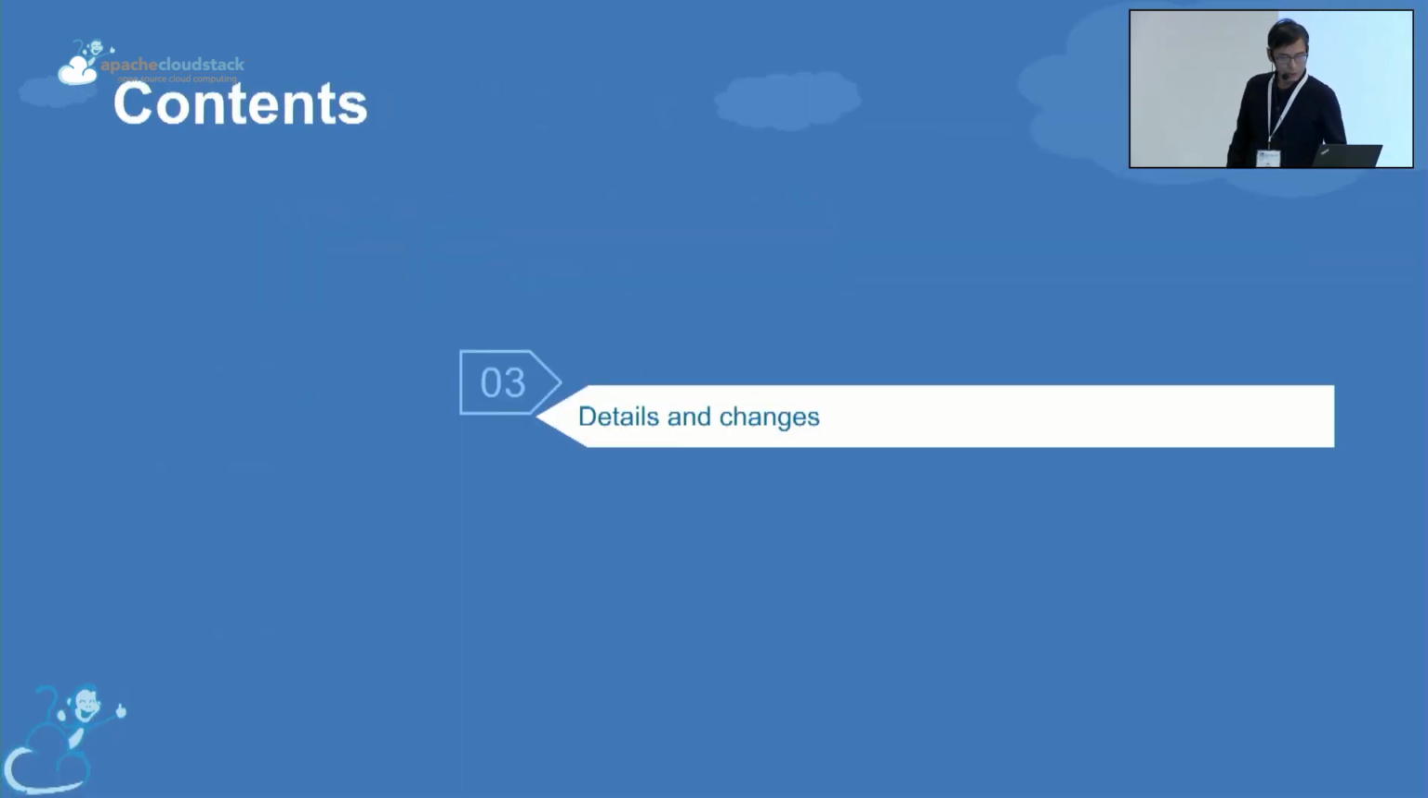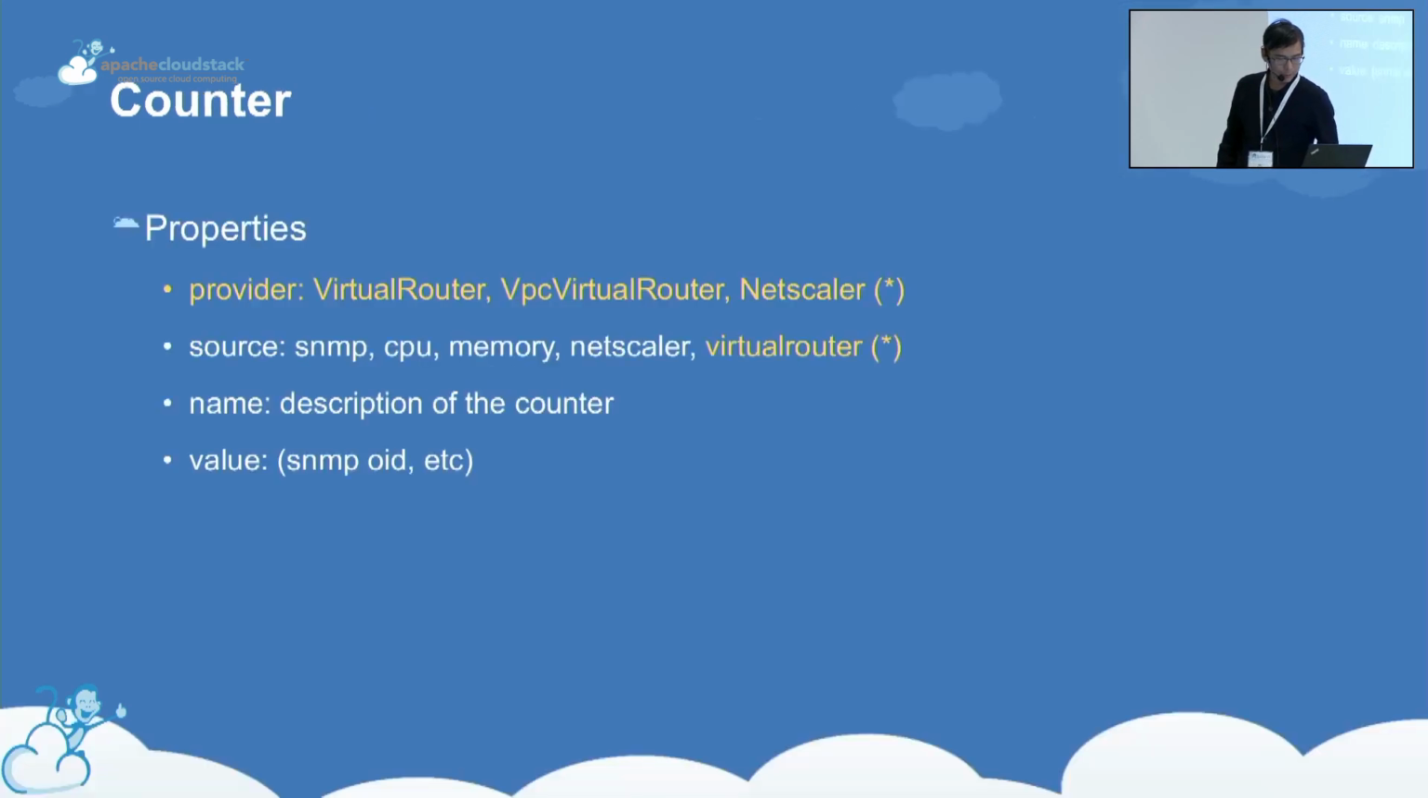So, some details of this feature. I will give some details on the glossary terms and also some workflow. So first, the counter. The counter has 4 properties. The first is provider. This is the new property we introduced in our feature. And for now, there are 3 options: virtual router, CloudStack VPC virtual router, and NetScaler. The source is where we get the metrics.